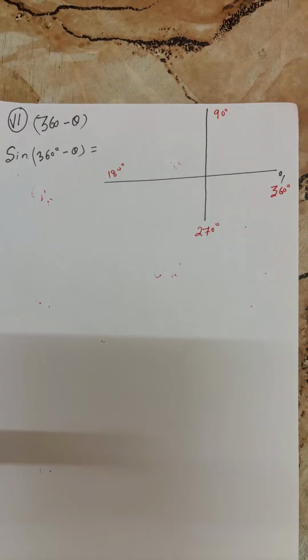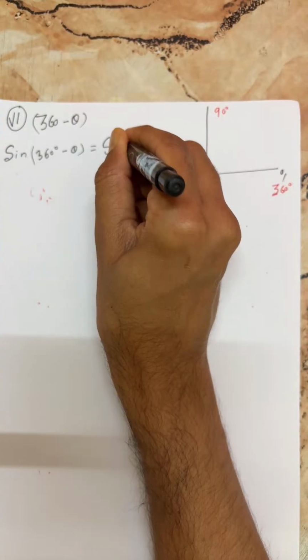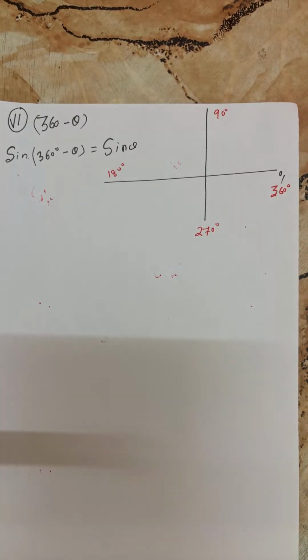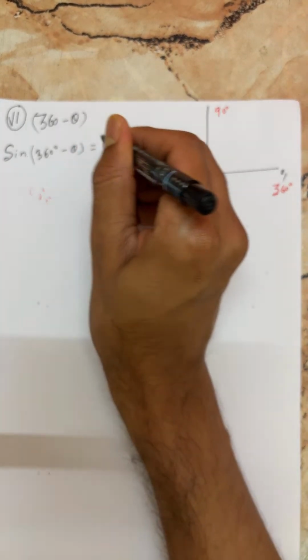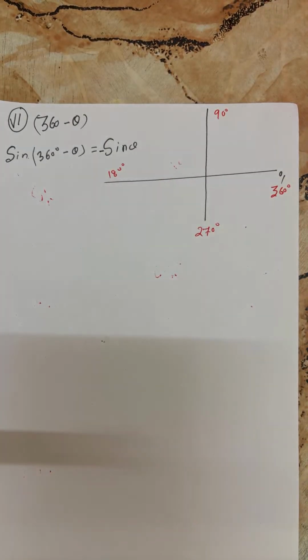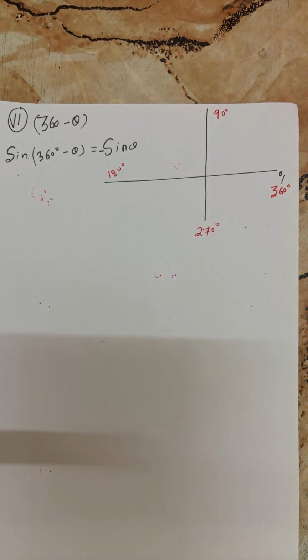Okay, correct student, it's sine theta only. Good. But plus or minus? This is minus sine theta, because 360 minus theta is in the fourth quadrant. Sine is negative in quadrant number 4.